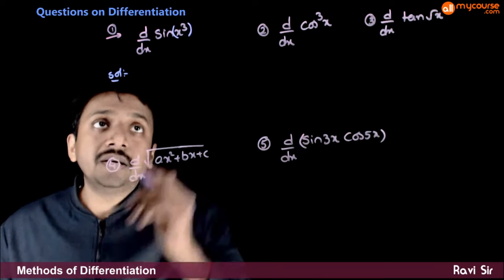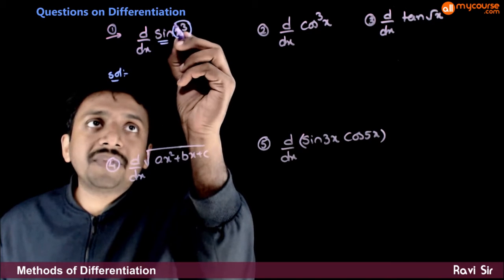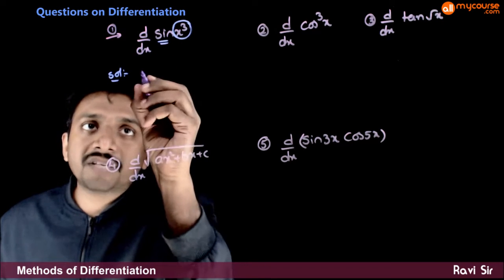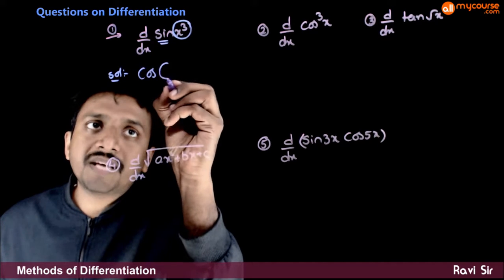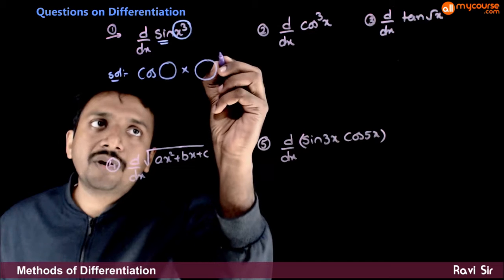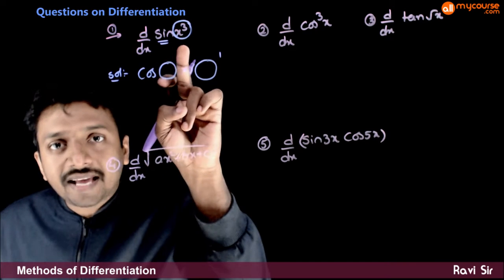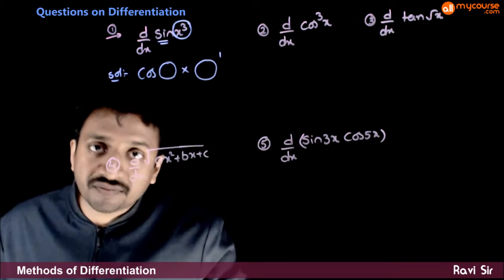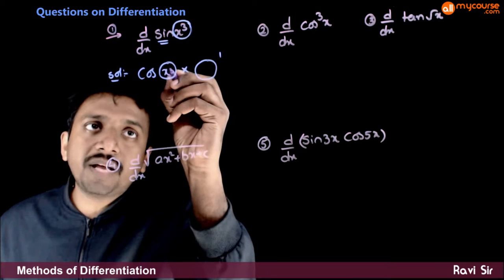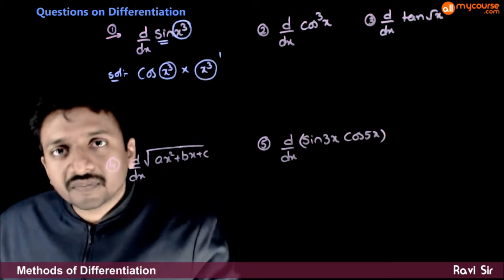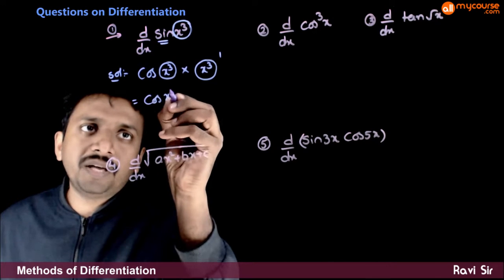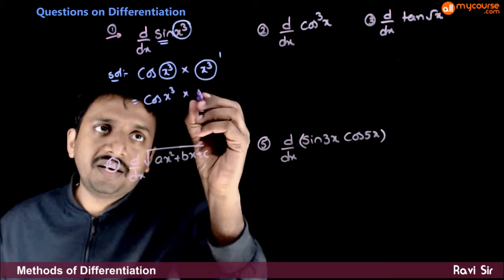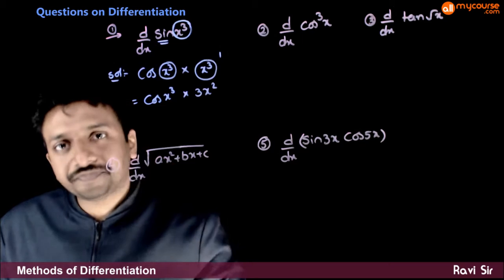So how does the stuff rule work? This is sine of something. This is something which is inside sine. So d by dx of sine of something is cos of something into the differentiation of this something. We know that sine x differentiation is cos x. So sine something's differentiation is cos something into something's differentiation. And in the place of something, you just need to put x cube here and here. So that is equal to cos x cube by itself into the differentiation of x cube. The differentiation of x cube is 3x square.